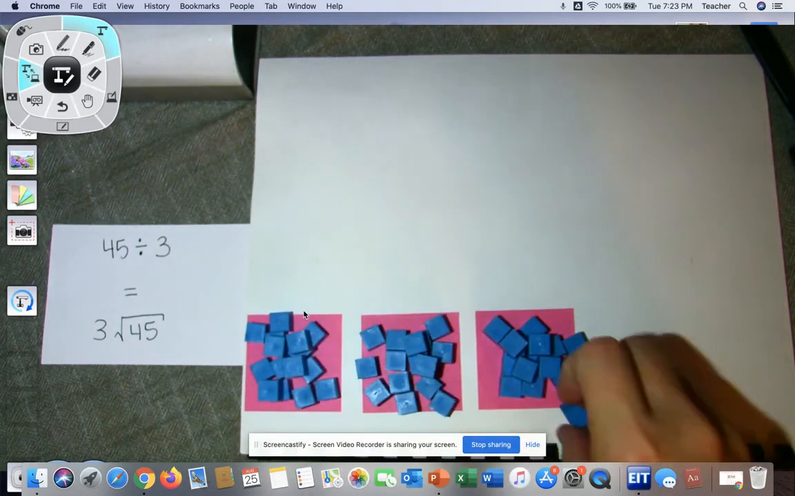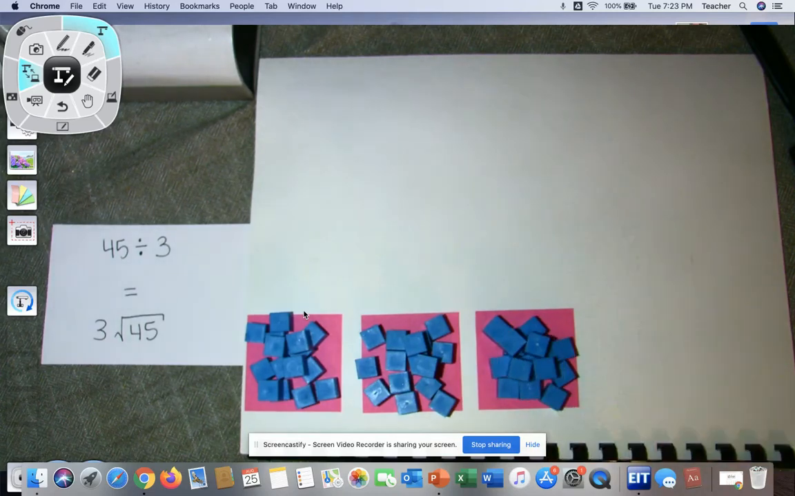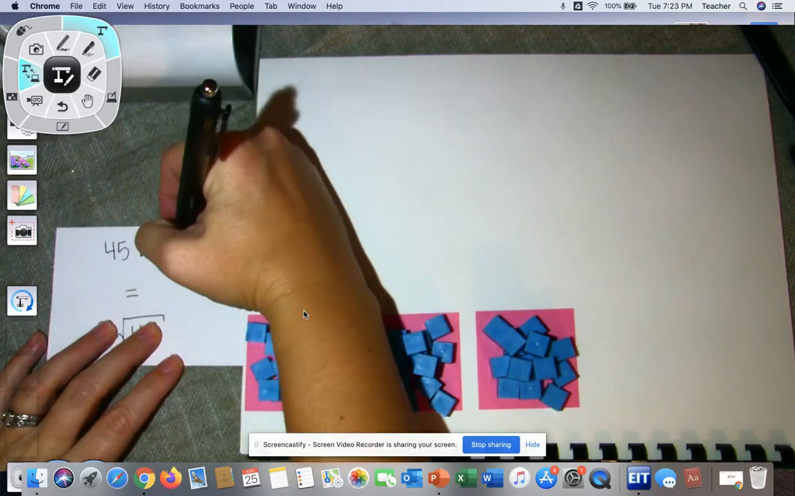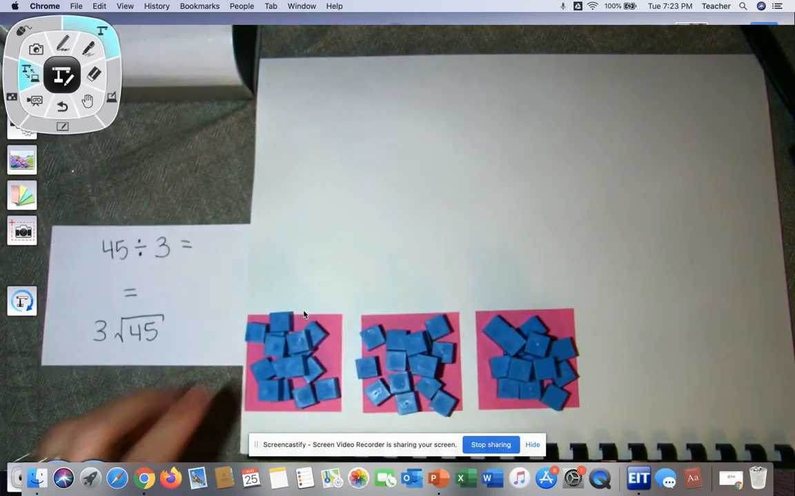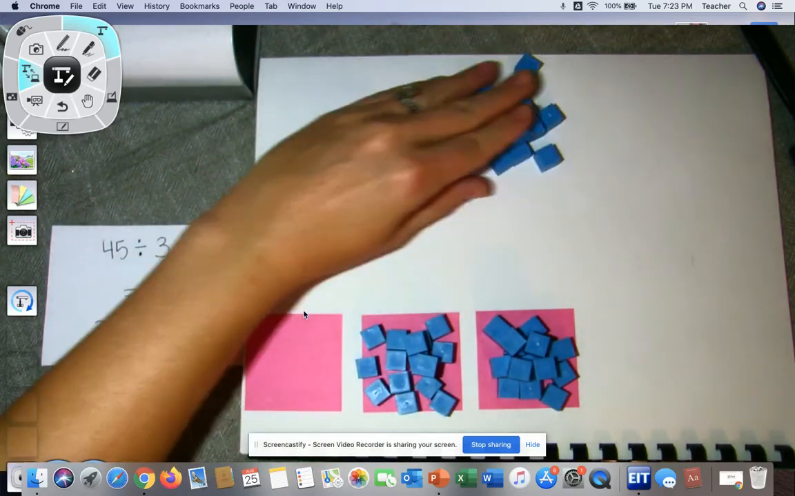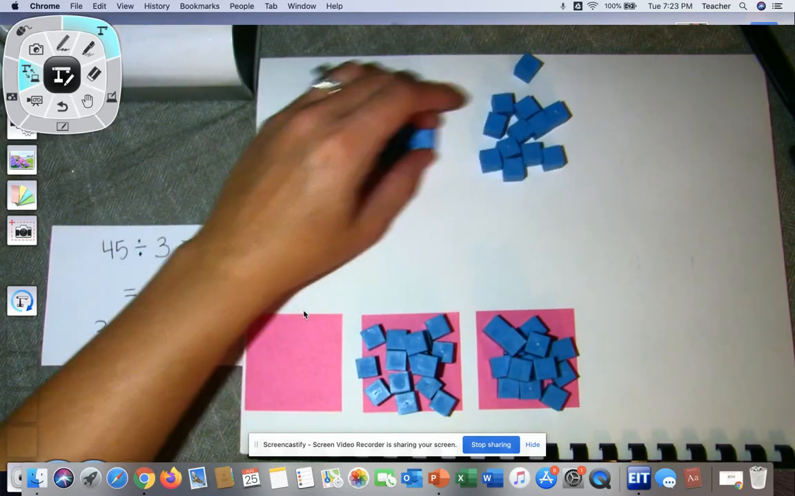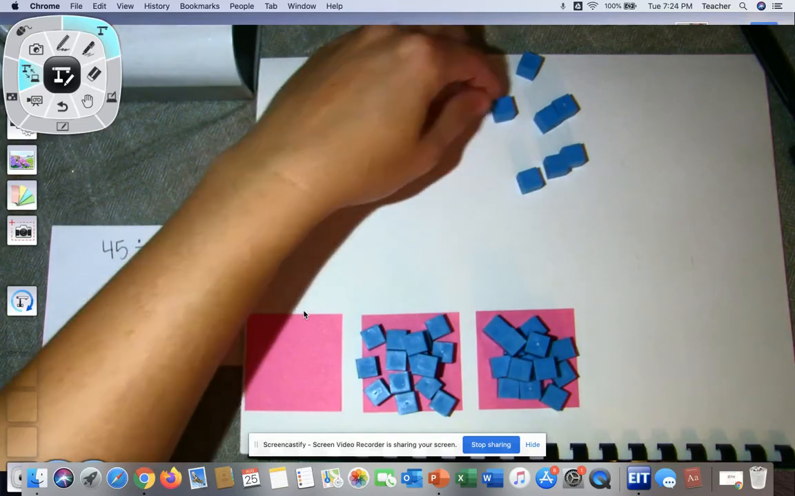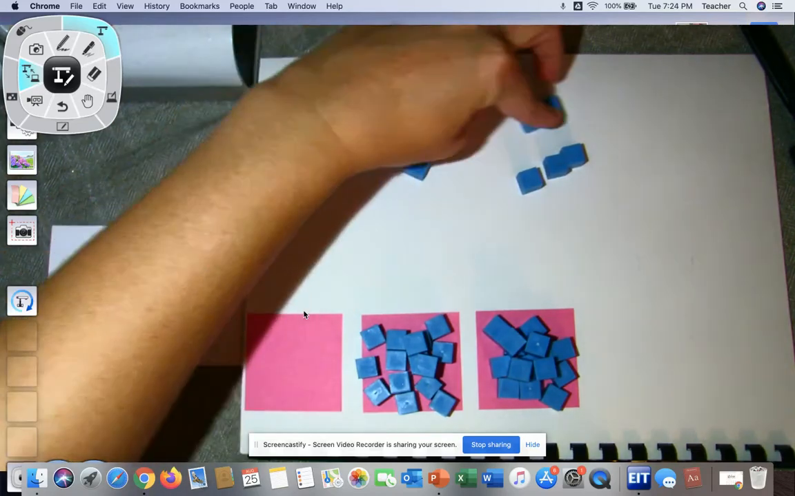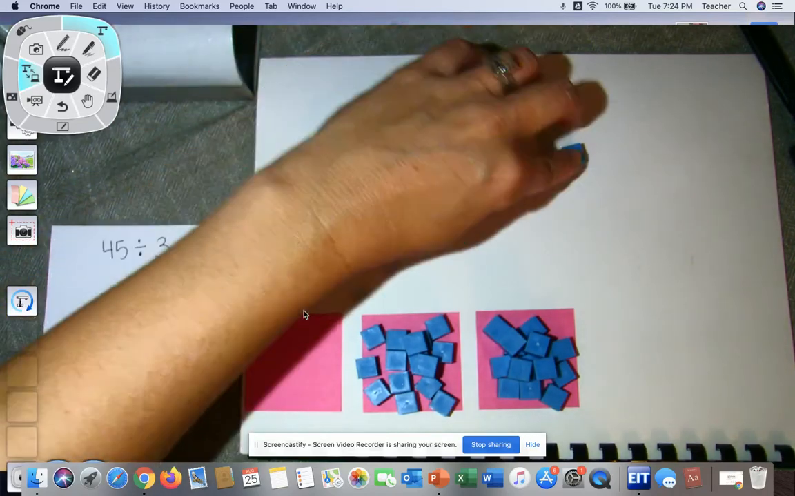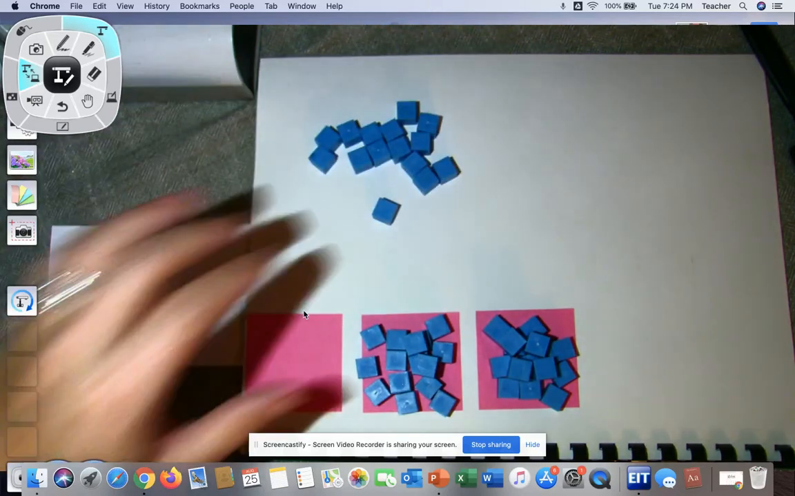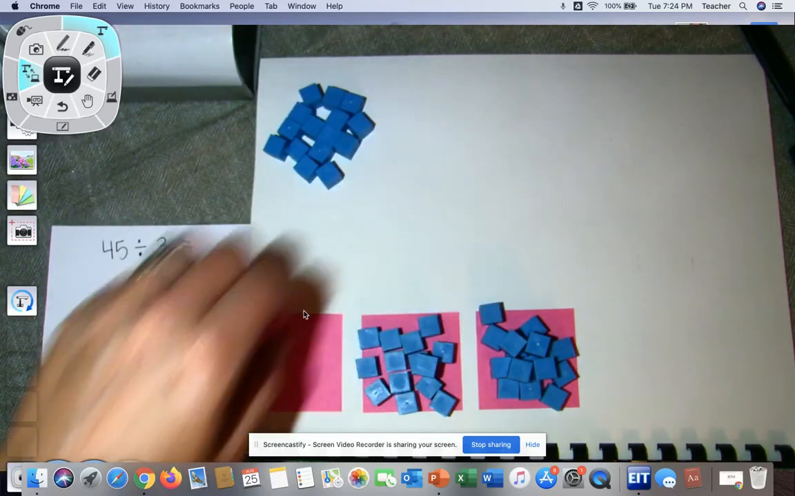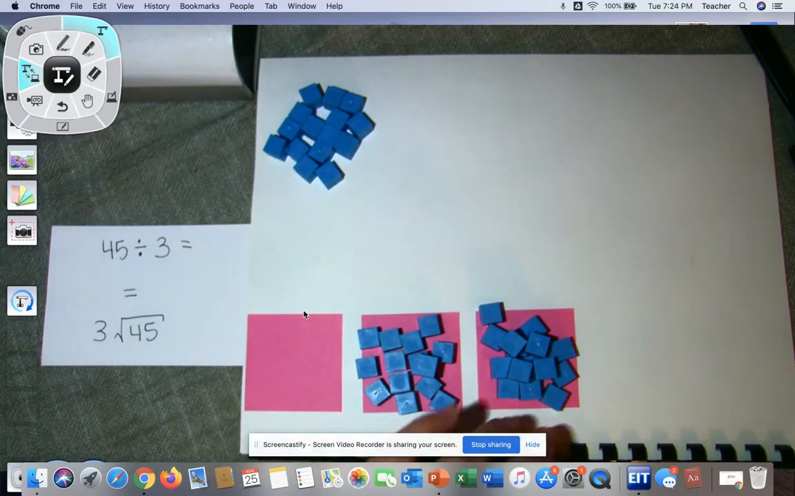So now that I have them all separated into these 3 groups, we're going to count to see how many are in each group. So I'm going to take these and I'm just going to count them. 1, 2, 3, 4, 5, 6, 7, 8, 9, 10, 11, 12, 13, 14, 15. Okay, there's 15 in that group. Let's make sure we did our division correctly because there should be 15 in each group.